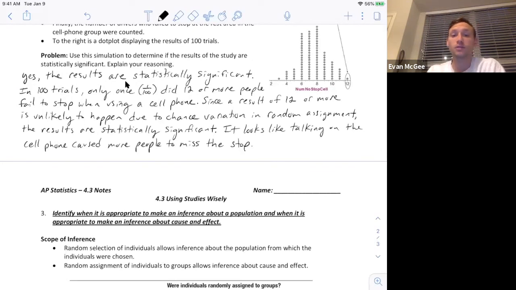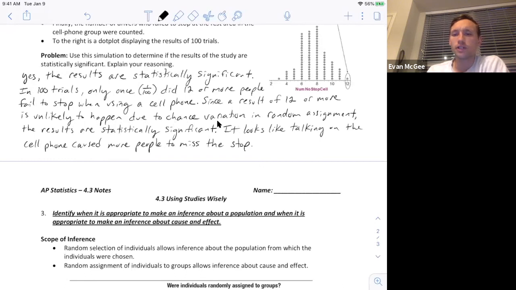So again, yes, the results are statistically significant. In 100 trials, only once did 12 or more people fail to stop when using a cell phone. Since a result of 12 or more is unlikely to happen due to chance variation in random assignment, the results are statistically significant. Looks like talking on the cell phone caused more people to miss a stop. So one should be aware of the wording here.